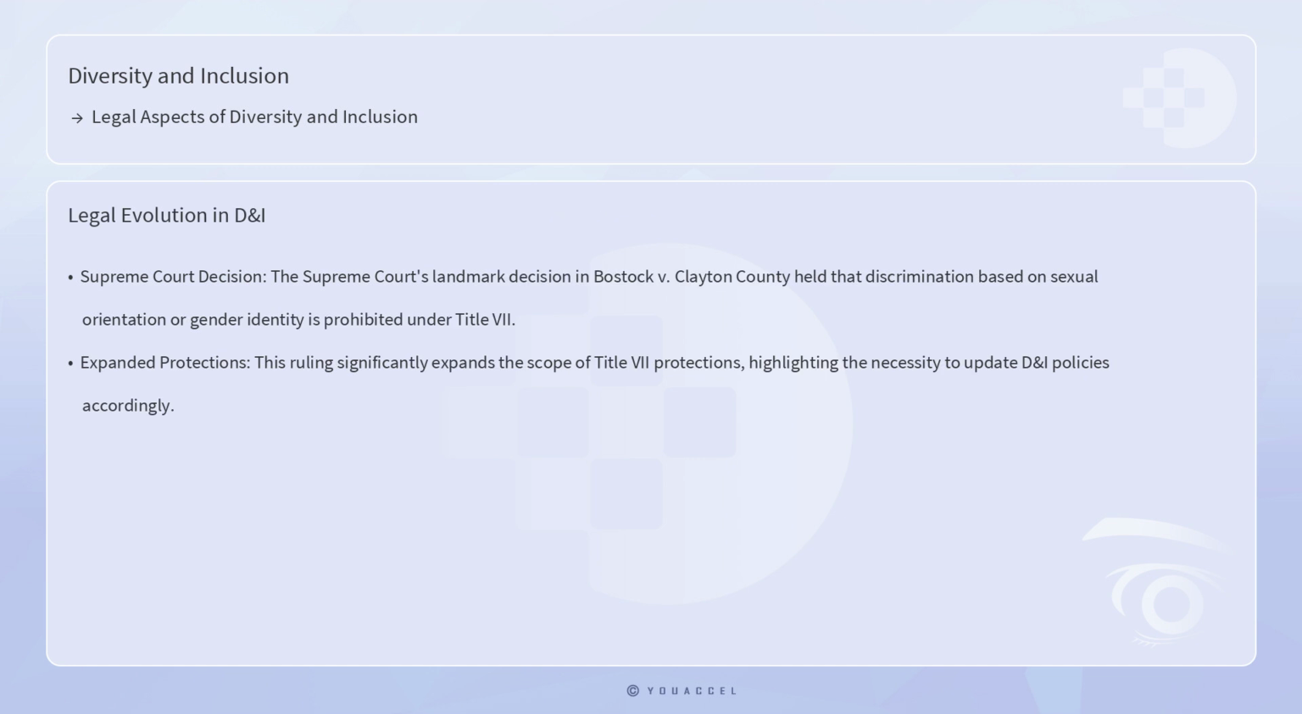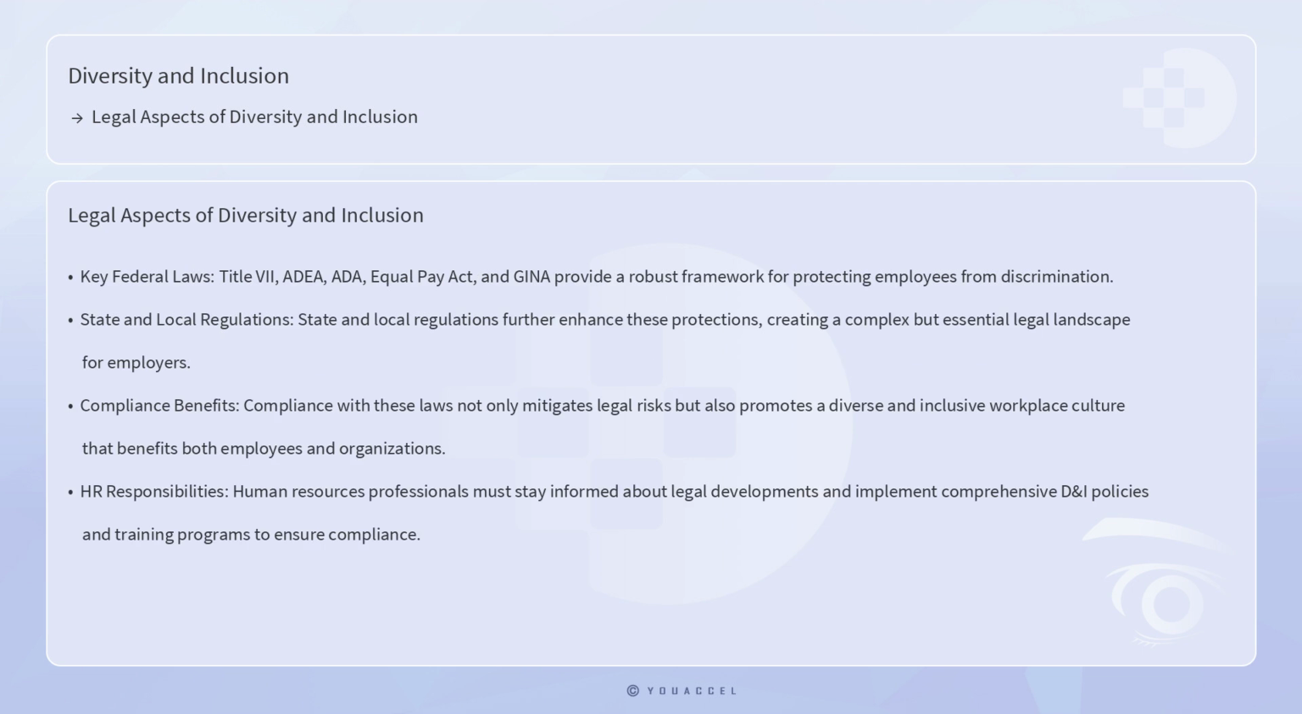The legal aspects of D&I are not static but continually evolving. Recent developments include the Supreme Court's landmark decision in Bostock v. Clayton County, which held that discrimination based on sexual orientation or gender identity is prohibited under Title VII. This ruling significantly expands the scope of Title VII protections and underscores the importance of updating D&I policies to reflect these changes. In conclusion, the legal aspects of diversity and inclusion are multifaceted and critical to fostering equitable workplaces.